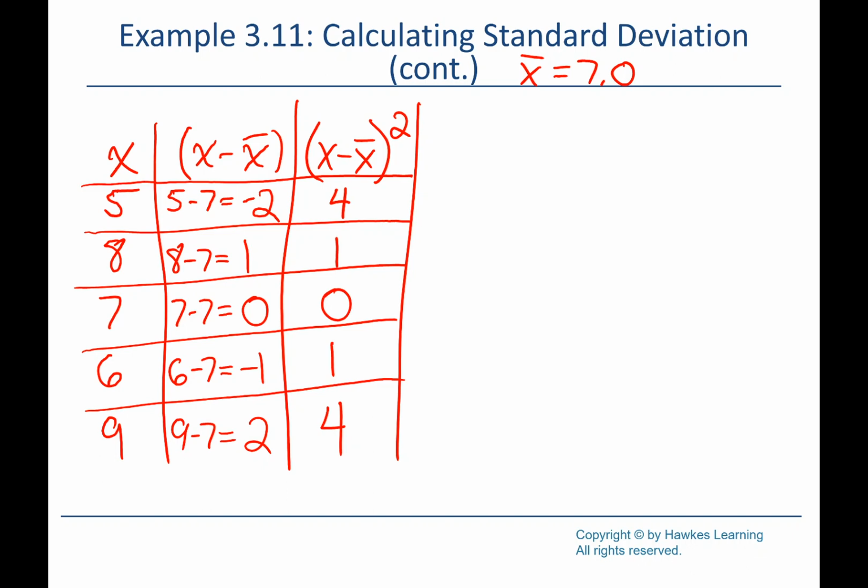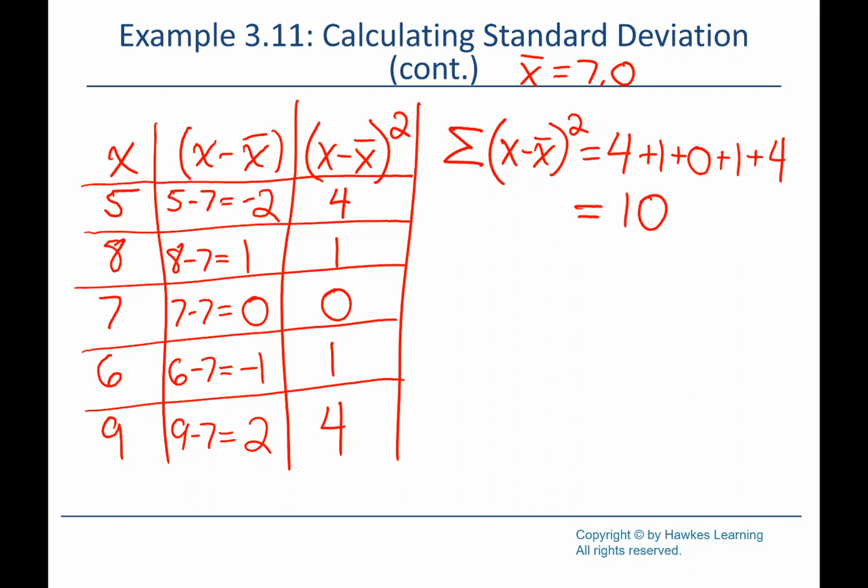Okay. The next thing in the formula says we want this sigma of x minus x bar squared. All that is, we're going to take these numbers, that's this column, and add them all up. That's all the sigma says. We add all these up. So, 4 plus 1 plus 0 plus 1 plus 4. 5 plus 5, so we end up with 10.